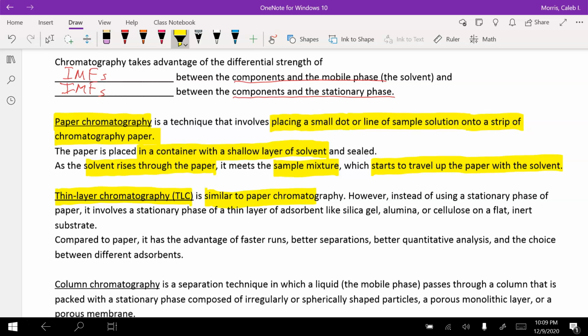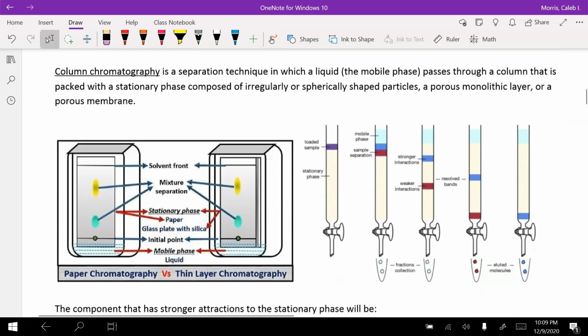Then we have TLC, or thin layer chromatography. It's similar to paper chromatography, but instead of using a stationary phase of paper, it involves a stationary phase of a thin layer of an adsorbent like silica gel, alumina, or cellulose on a flat, inert substrate. Compared to paper, it has the advantage of being faster, better separations, better quantitative analysis, and the choice between different adsorbents.